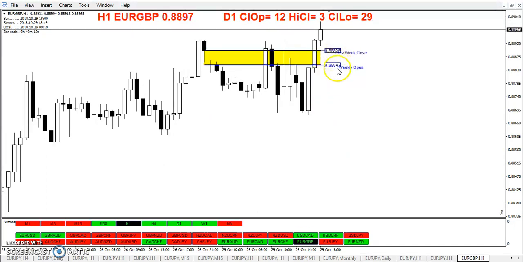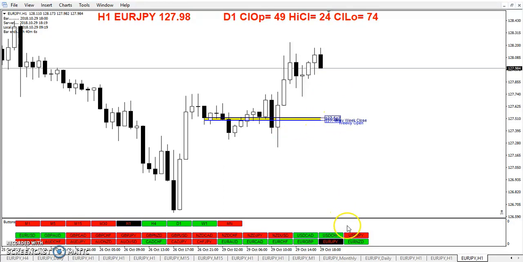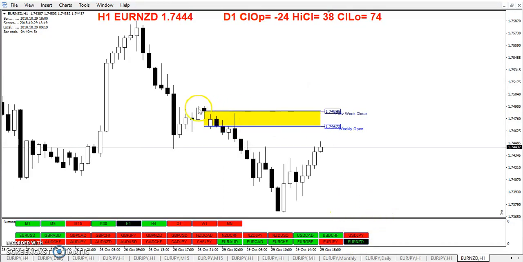Okay, here it's only about 5 pips, not much. You could probably pass on that. Ditto on the euro yen. Here we have, okay, that looks like about 17 pips. Weekly open, as you can see, it still hasn't filled it. So once again, you might want to trade the weekly open crossover to close that gap.